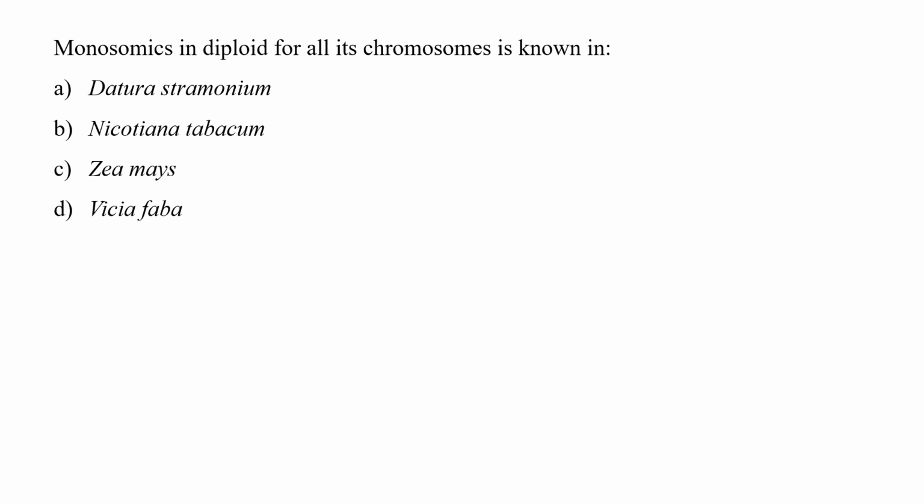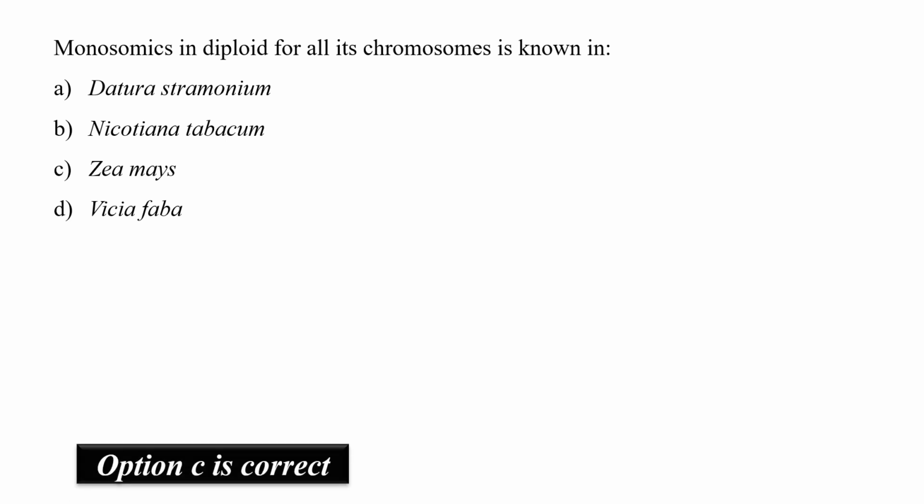Monosomics in diploid for all its chromosomes is known in. So it is a condition when a diploid cell is missing a single chromosome. A cell or an individual that is basically diploid but has only one copy of one particular chromosome type, and the formula for monosomics is 2n-1. Monosomics in diploid for all its chromosomes is known in Zea mays. So the correct option is option number C, Zea mays.